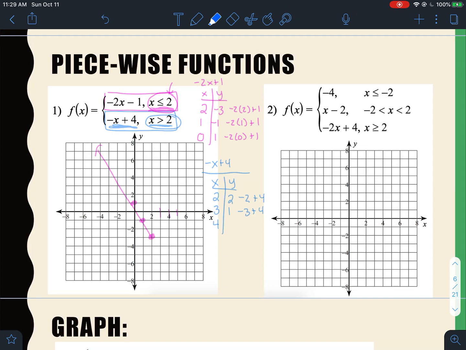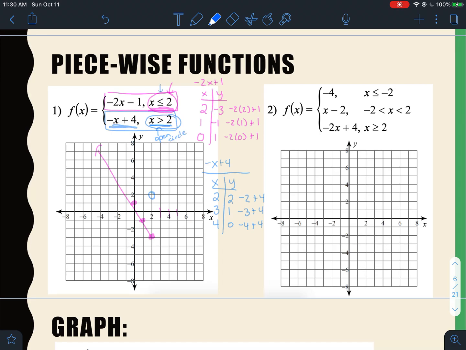And then do one more test point. So I'll try 4. Negative 4 plus 4 is 0. So I have the point (2, 2), so 2 over, 2 up. But for this one, I'm going to do something called an open circle. Why am I using an open circle instead of a closed circle? Because it's just x is greater than 2. So if it's greater than 2, but not equal to 2, when you graph, you make an open circle.